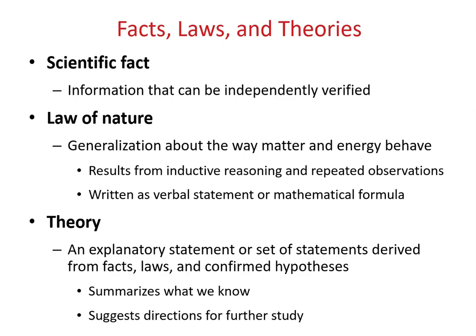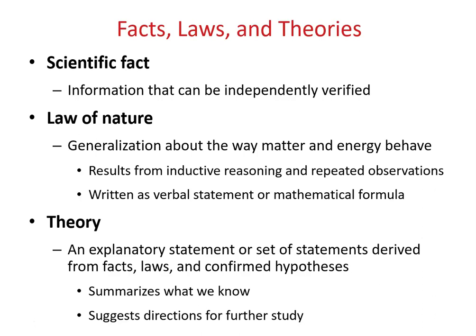The obvious example of a theory is the theory of evolution. Okay, the theory of evolution comes from thousands of observations, thousands of confirmed hypotheses. We can look at many, many different scientific facts. That's independently verifiable information.